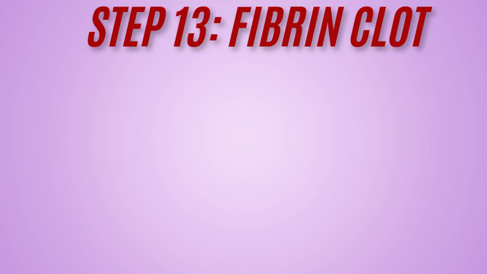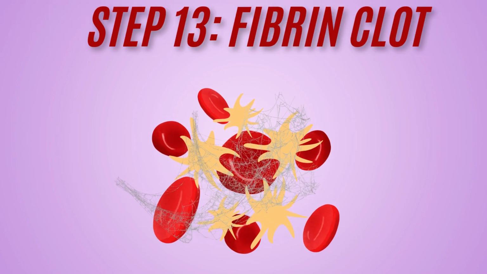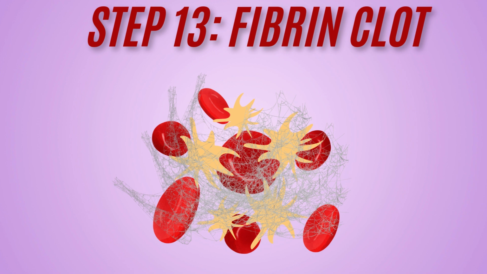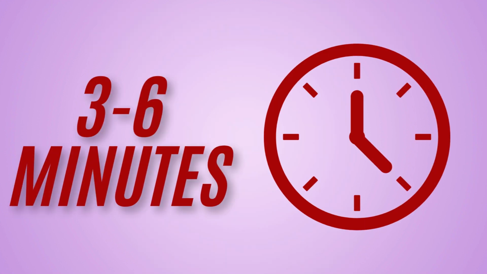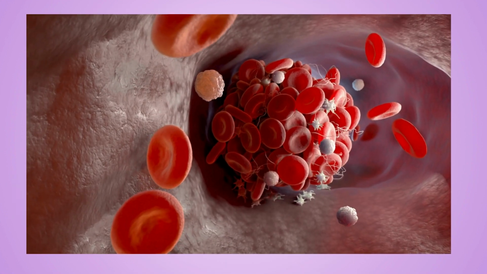The final clot. Step 13. Fibrin clot. The fibrin threads weave through the platelets and red blood cells, forming a clot that seals the wound and stops the bleeding. And that's how your body stops the bleeding within 3 to 6 minutes through a carefully coordinated process of clotting.